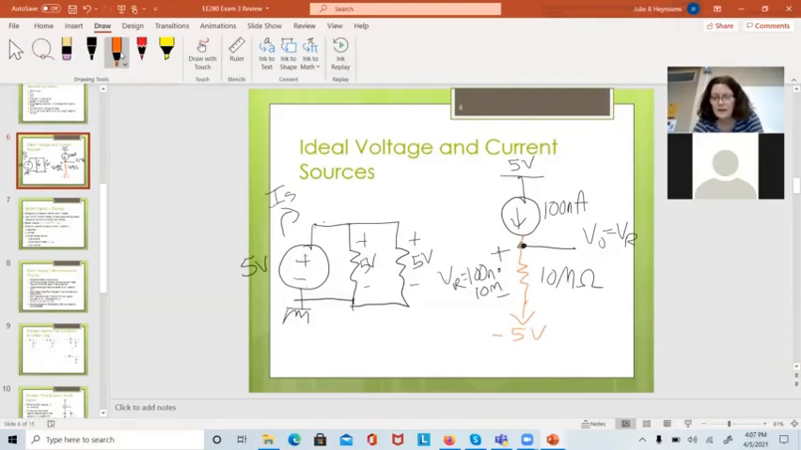If it's negative 5 volts, then Vout does not equal VR. Vout will equal negative 5 volts plus the voltage across that resistor, so plus VR. Okay, just some really basic stuff I wish you learned in 188.